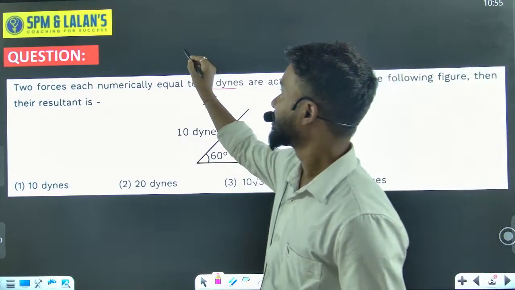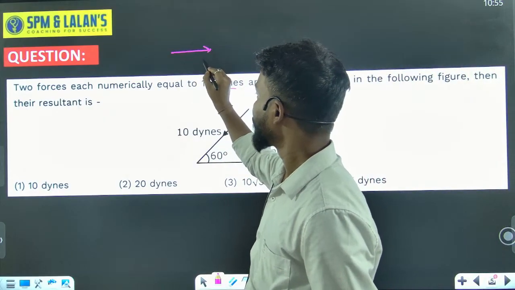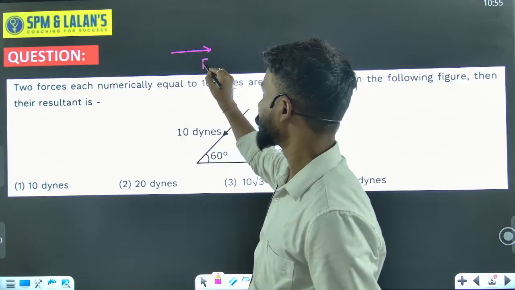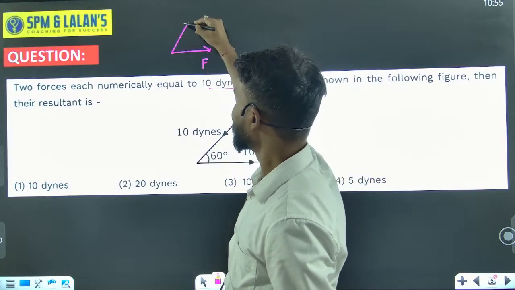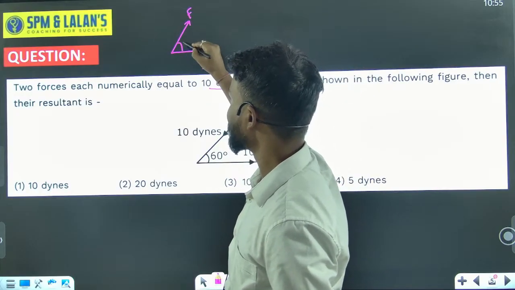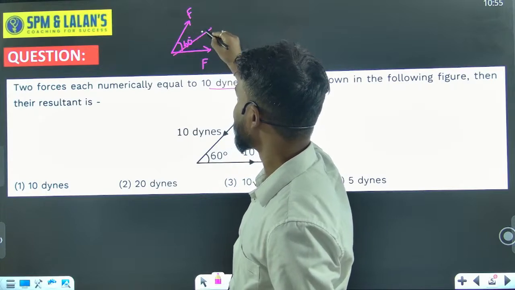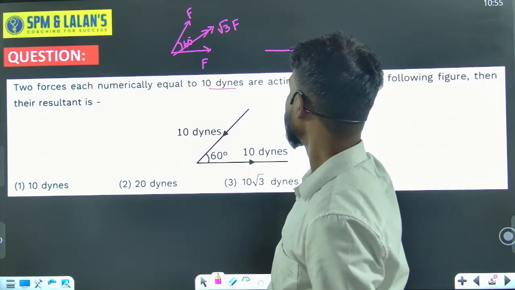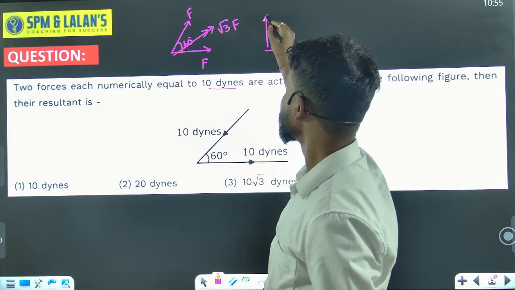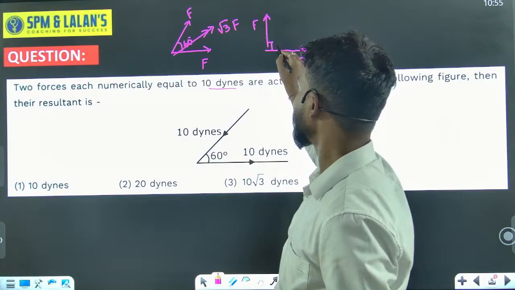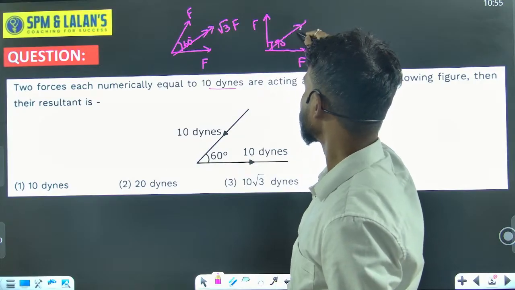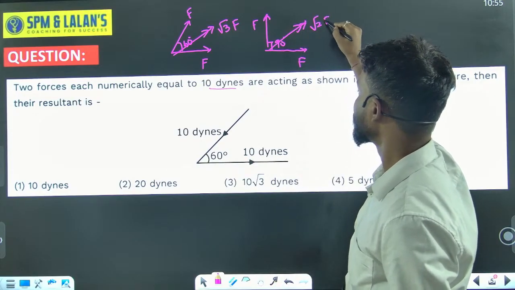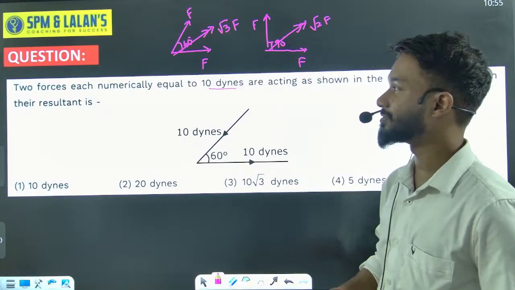See, we know one thing. When there are two equal vectors, let it be equal to force only. If they are acting at an angle of 60 degree, the magnitude of the resultant is how much? Root 3 into F. When they are equal vectors or equal forces acting at an angle of 90 degree, then the magnitude of the resultant will be how much? Root 2 F, and the resultant bisects the angle between them.